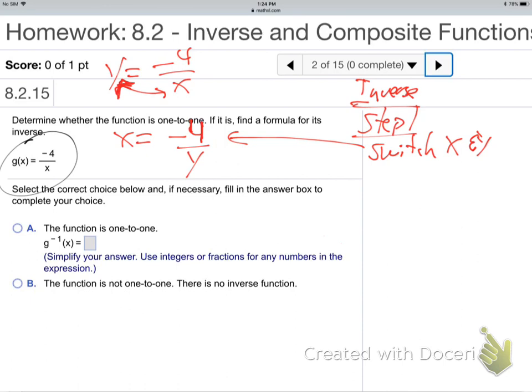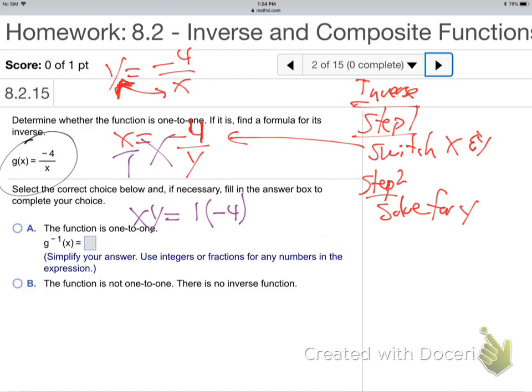Step 2. Step 2 is solve for y. So how do we solve that equation for y? Oh, do you do the cross? Yeah. Whenever we have a fraction, put it over 1, diagonal, right? We've done that before, right? Cross multiply when you got a fraction. Just normal steps for solving. Nothing fancy or surprising here. X times y is 1 times negative 4. Good so far. So x times y is negative 4.